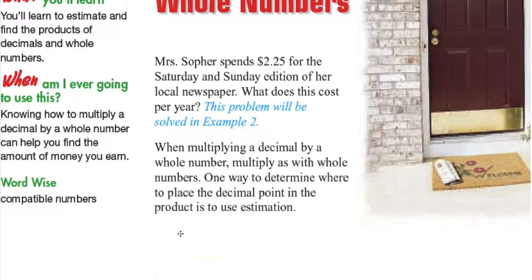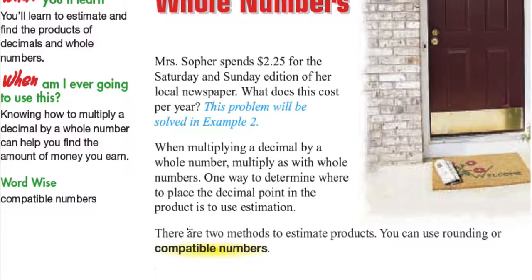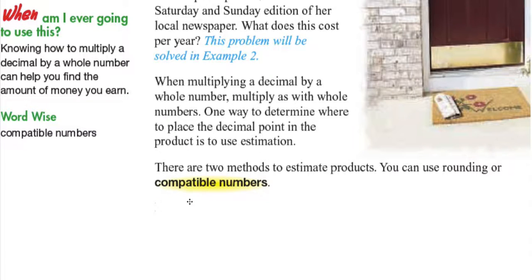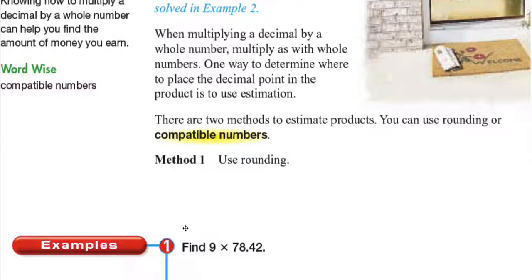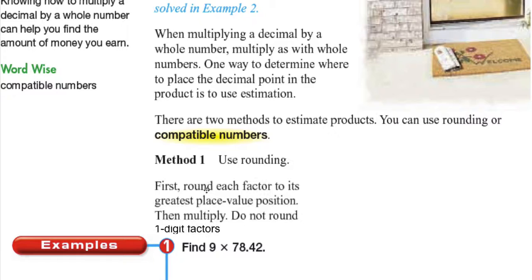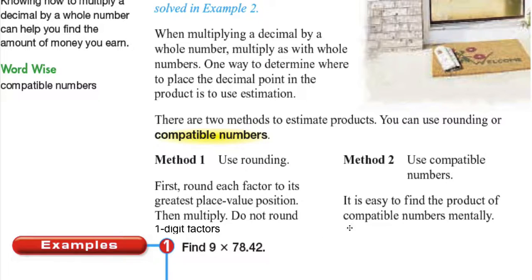And with estimation, we are going to use 2 methods as well. The first method is to estimate the products using rounding, and the second is by use of compatible numbers. Let's look at method 1 using rounding. First, round each factor to its greatest place value position, and then we multiply. Do not round 1-digit factors. Method number 2 is using compatible numbers. In this case, it is easy to find the product of compatible numbers mentally. Compatible numbers are numbers that go together, or when you multiply them, you end up with an easy product that you can do in your head.